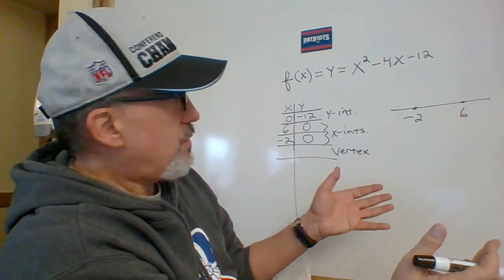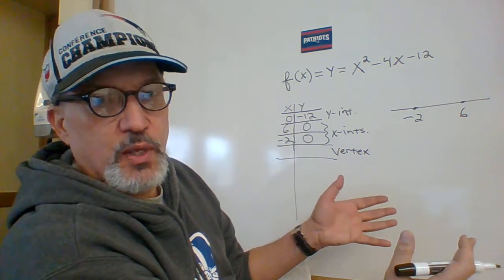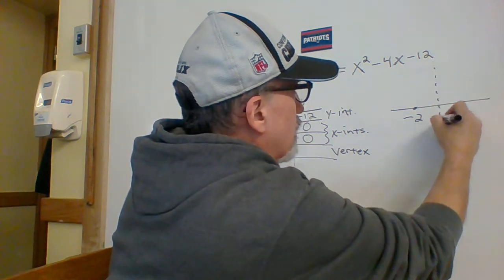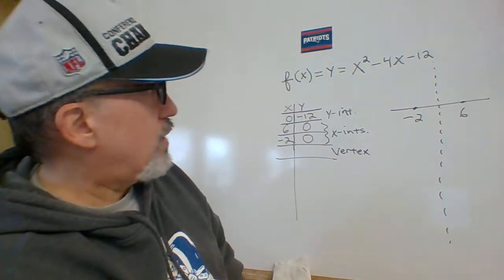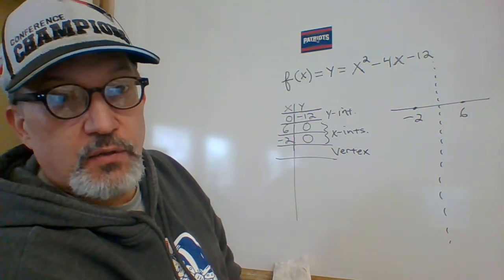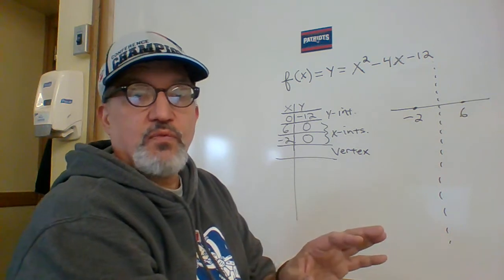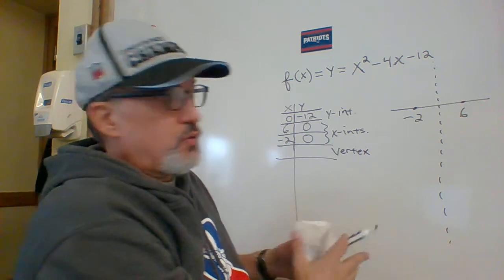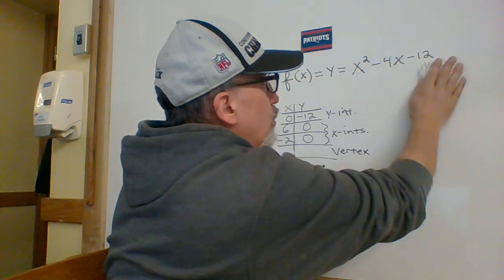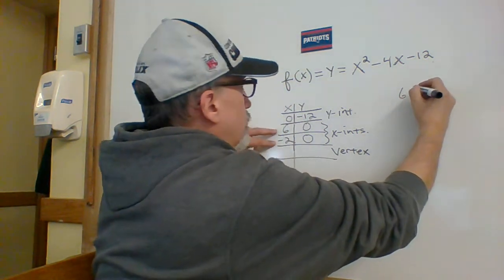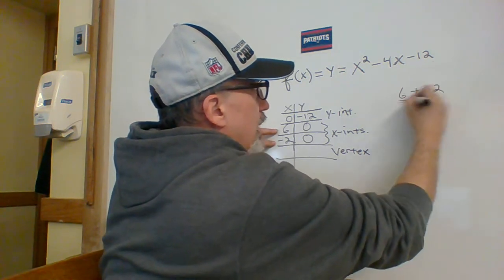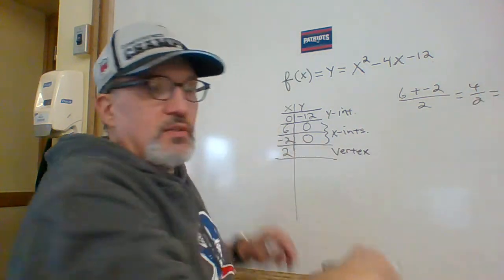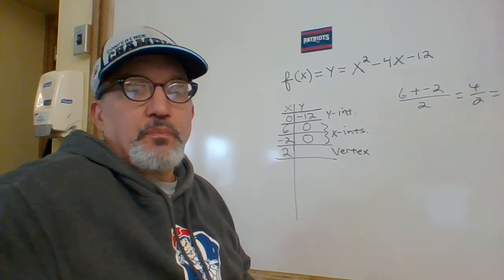So in order to have that symmetry, the vertex has to be halfway between. The vertex has to be somewhere along this vertical line, that dashed line, that's halfway between 6 and -2. Of course, the number that's halfway between 6 and -2 is just the average of those 2 numbers, which is 2. We add these 2 numbers together, divide by 2, and we get 2. So the vertex has an x-coordinate of 2.